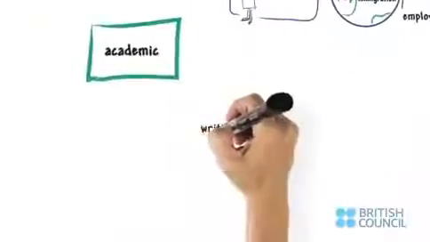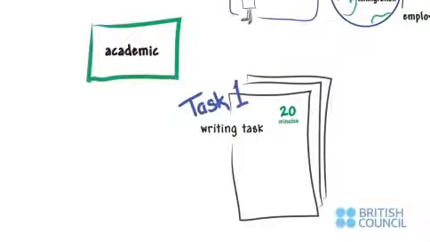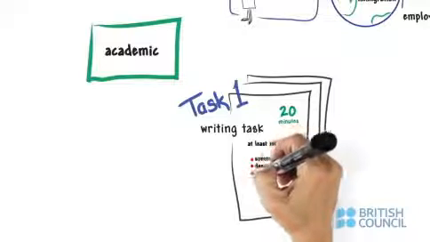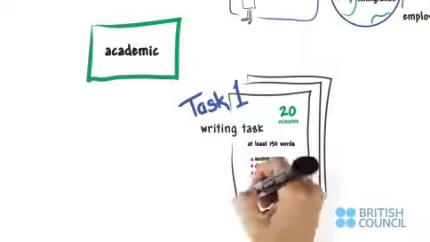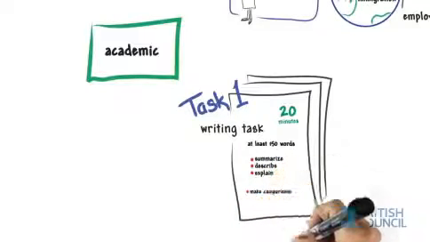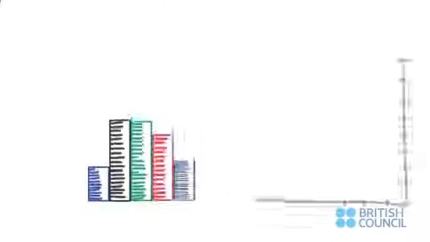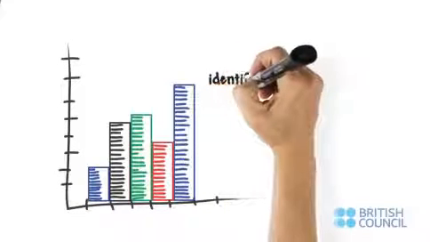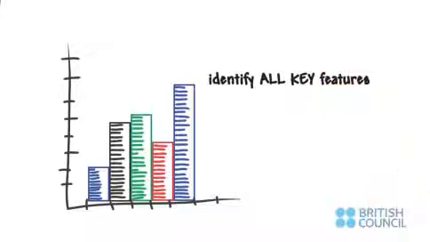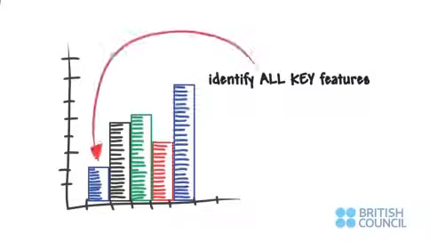In the academic module, there is a writing task of at least 150 words where you should summarize, describe, or explain a table, graph, or diagram. You might be expected to make comparisons too. Successfully negotiating this academic Task 1 means you will need to identify all the key features in the diagram. You might lose marks if important details are left out.